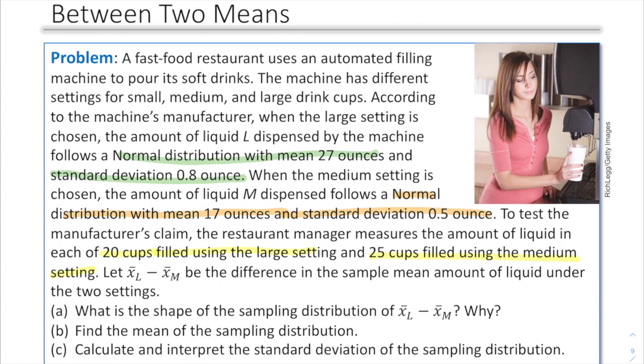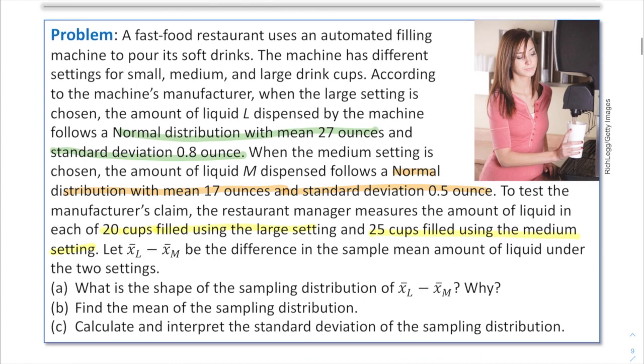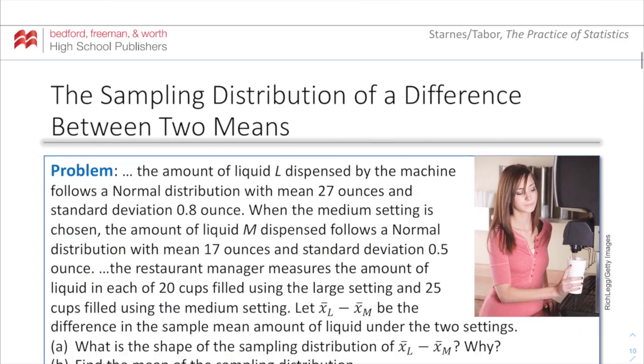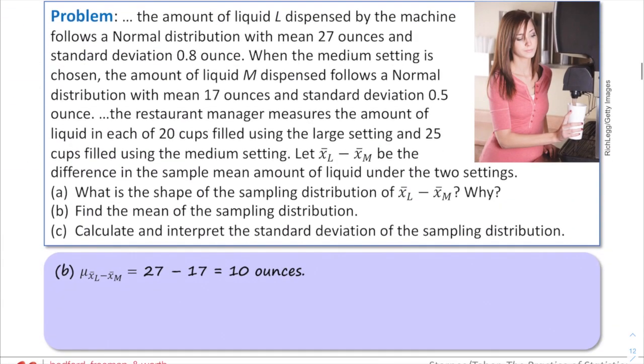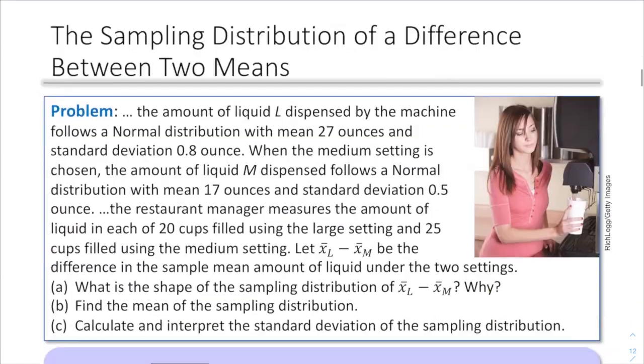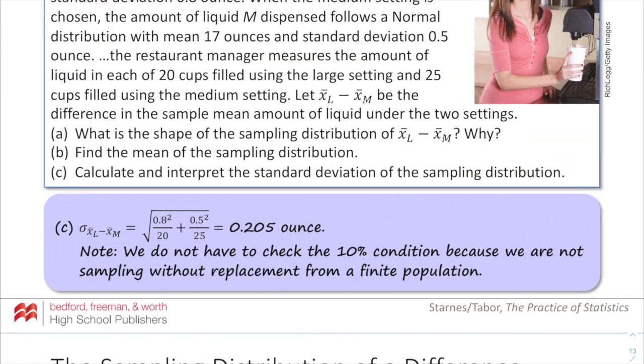So what's the shape and why? What's the mean? And what's the standard deviation? So it's normal because both population distributions are normal. There's no added work for that. For the center, you take the difference of their parameter values, 27 and 17, so that gives us 10 ounces. And then for our standard deviation, remember, we're going to add the variances. So we take the 0.8 squared and the 0.5 squared and divide by their respective sample sizes.